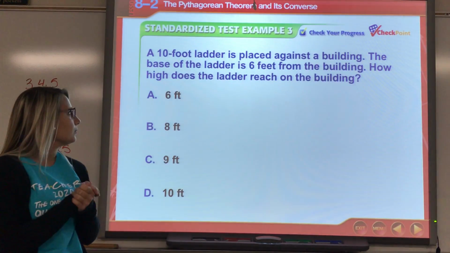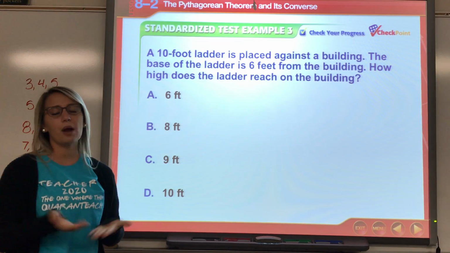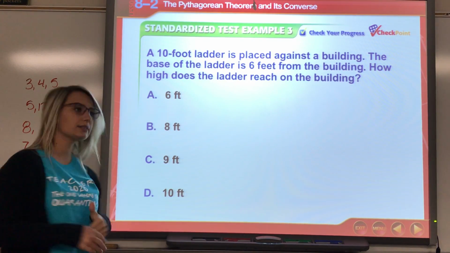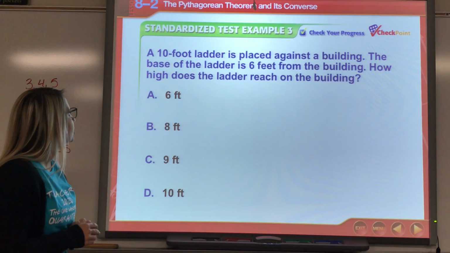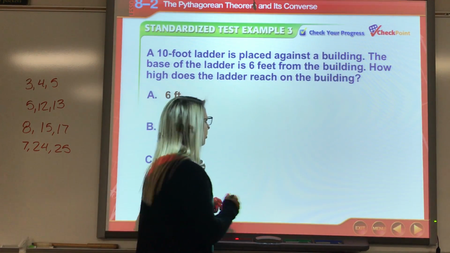Okay. So here's another one for you guys to try. It's the same kind of concept. It's probably helpful to draw a little picture on your paper when you're solving these so you know what's going on. So now we have a 10-foot ladder being placed against a building. So let's just draw a picture.